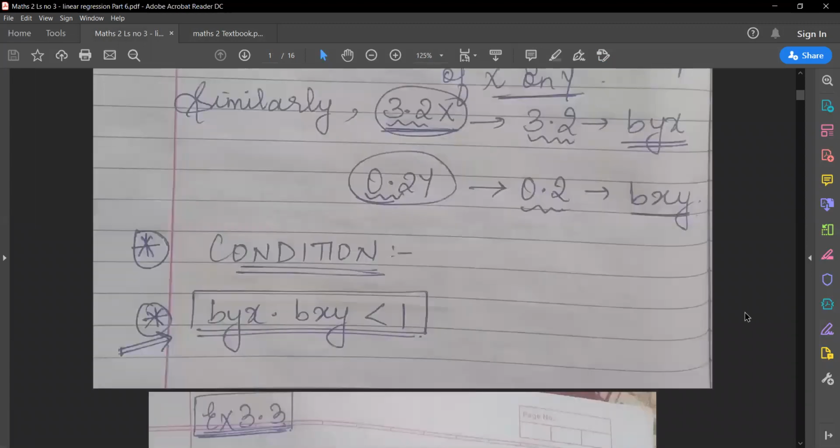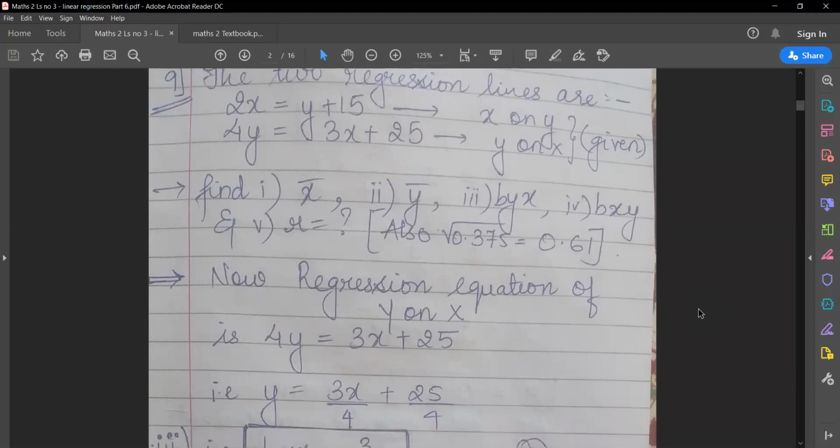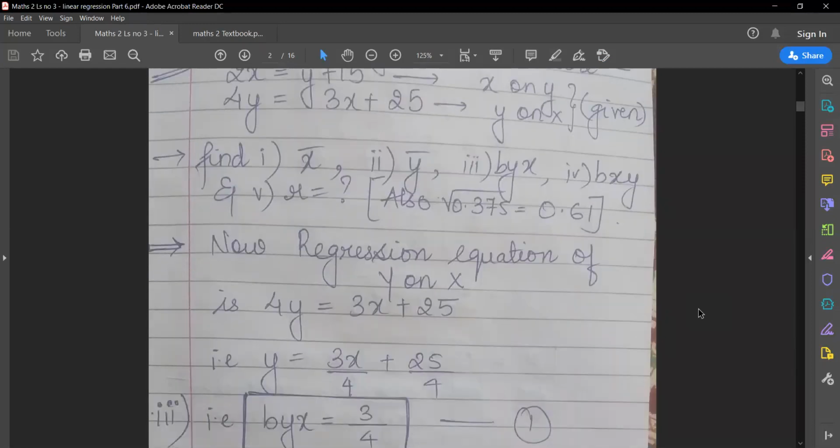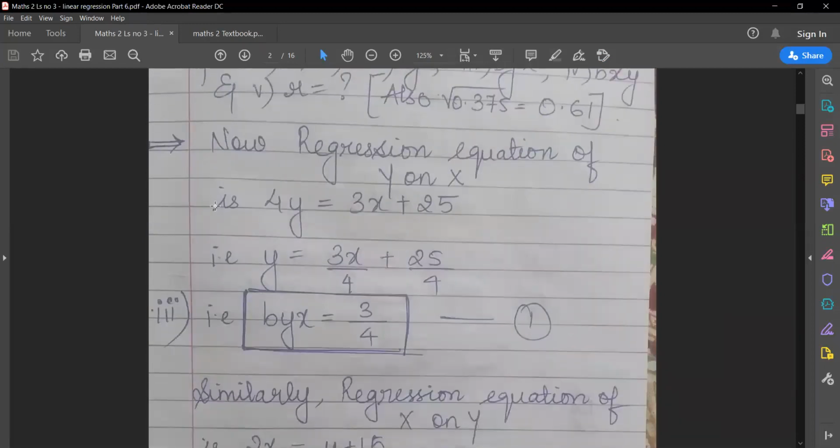So class, in this type of sums, there is no need to worry because they have already specified. Okay. So let us see how to solve the sum. All right. So I have written the two regression lines that are already given and we have to find the following 5 things. Now, in order to calculate x bar and y bar, we'll see what has to be done. Thirdly, just now I explained how to find byx and bxy, correct? When regression equations are given. So the very first thing which I have done is I have found out the coefficients byx and bxy. So the regression equation of y on x is given to be 4y is equal to 3x plus 2y.